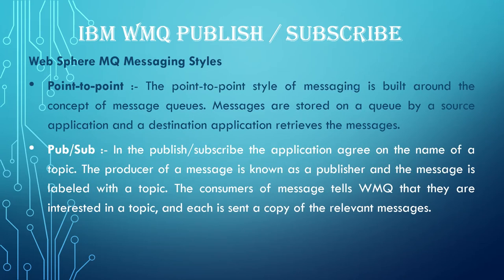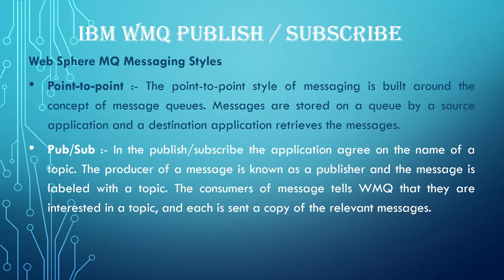So friends, here are two types of MQ messaging style. One is point to point and the second is pub sub. What is point to point? The point to point style of messaging is built around the concept of a message queue. Messages are stored on a queue by a source application and a destination application retrieves the messages.